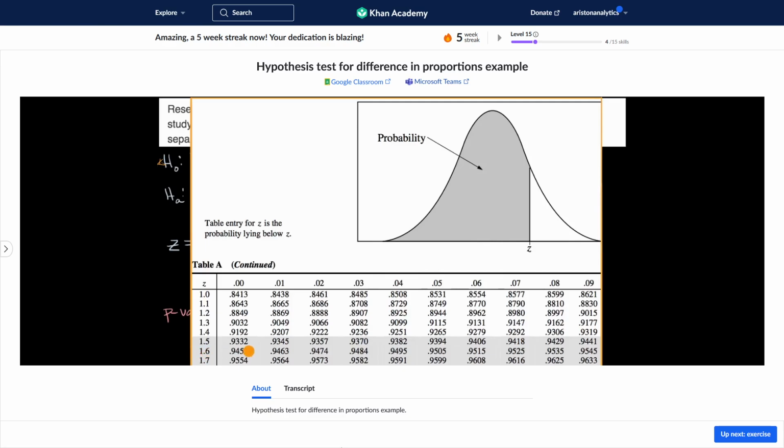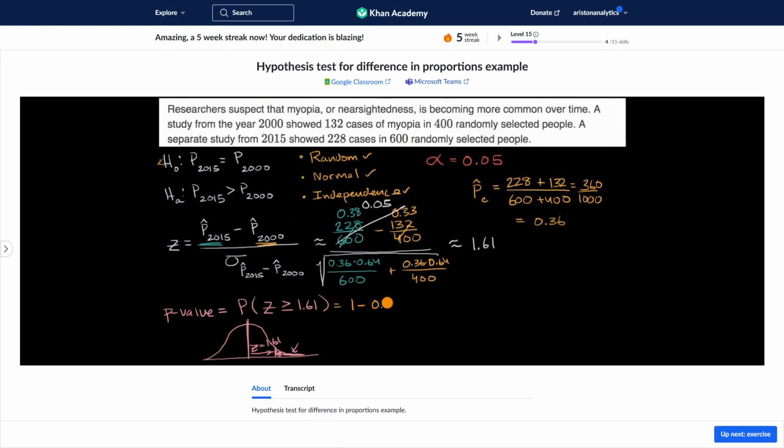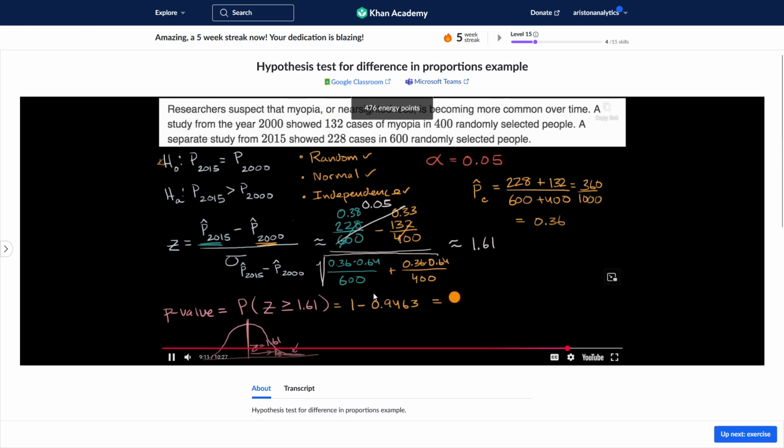If we go to 1.61, we get 0.9463. So it would be 1 minus 0.9463, which is equal to 0.0537. And notice, this p-value is ever so slightly higher than our significance level.